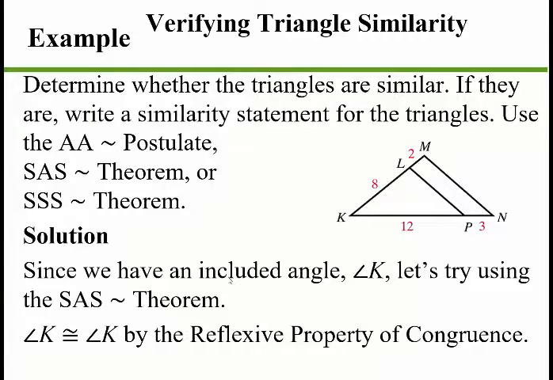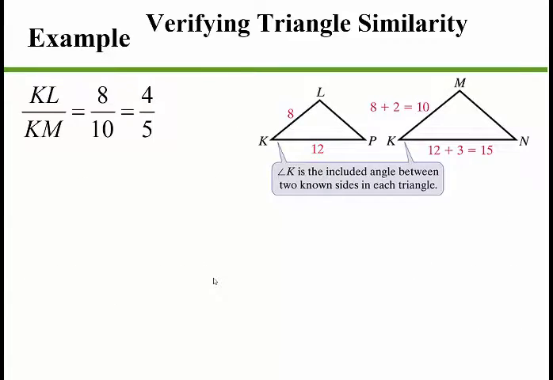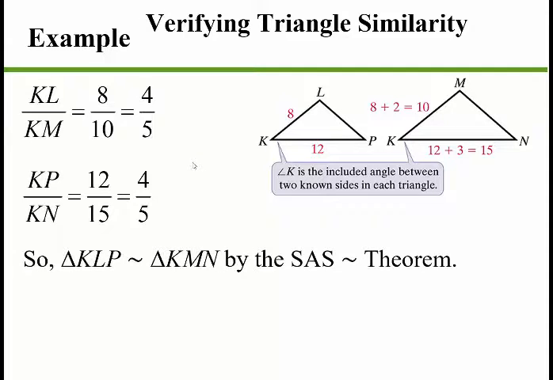All right, so we can say angle K is equal to angle K by the reflexive property of congruence. So I want to show then that the ratio of KL to KM is the same as the ratio of KP to KN. So let's look at that KL to KM, as I said. Well, that was 8 to 10, which has a ratio of 4 to 5. And then finally looking at the KP to KN, that has 12 to 15, so that has a ratio of 4 to 5. So we can say then that triangle KLP is similar to triangle KMN by the side-angle-side similarity theorem.